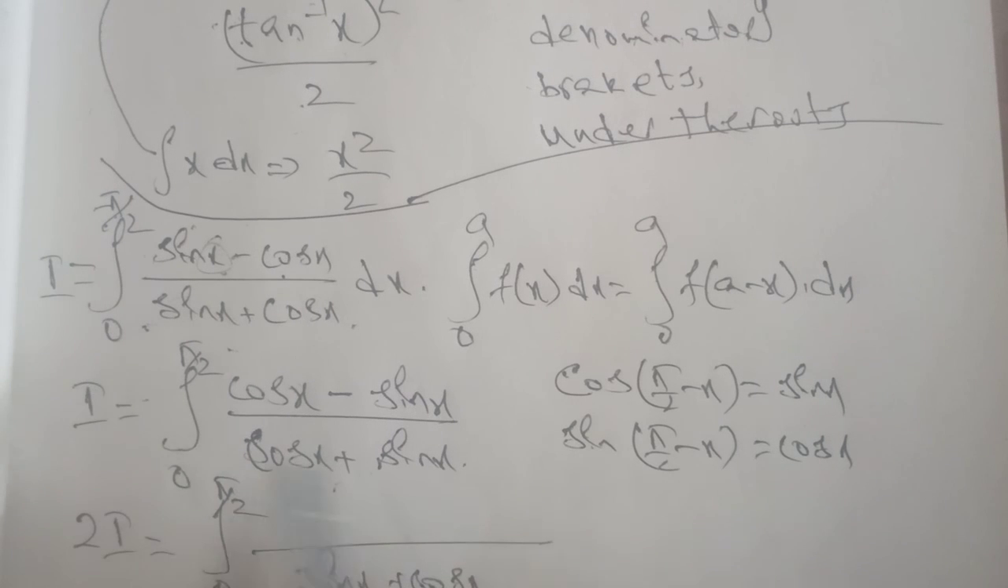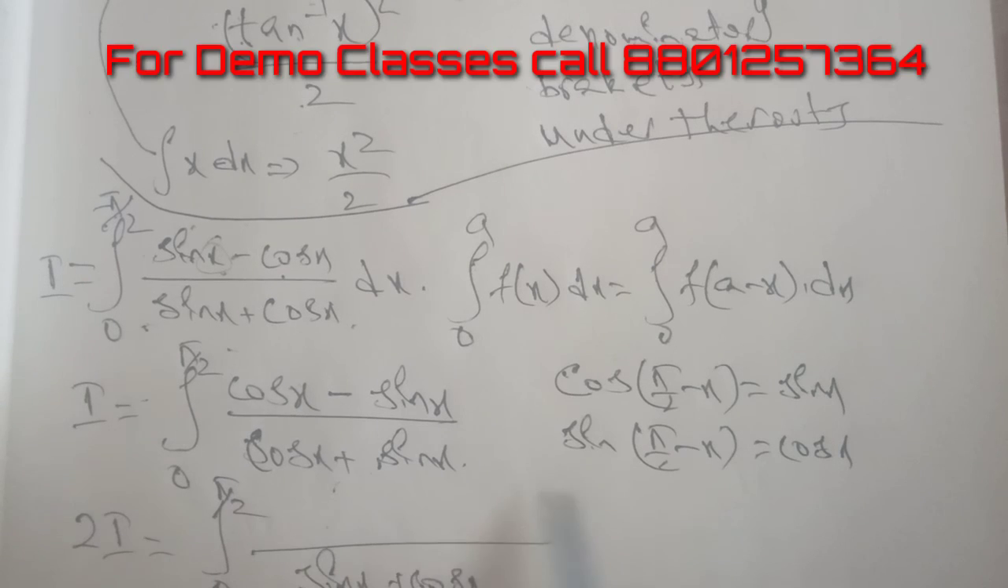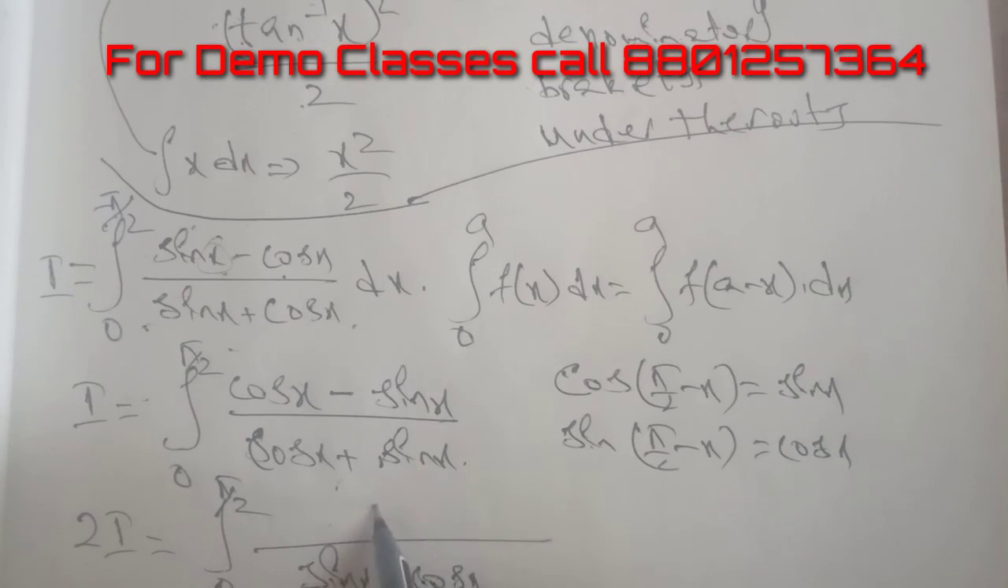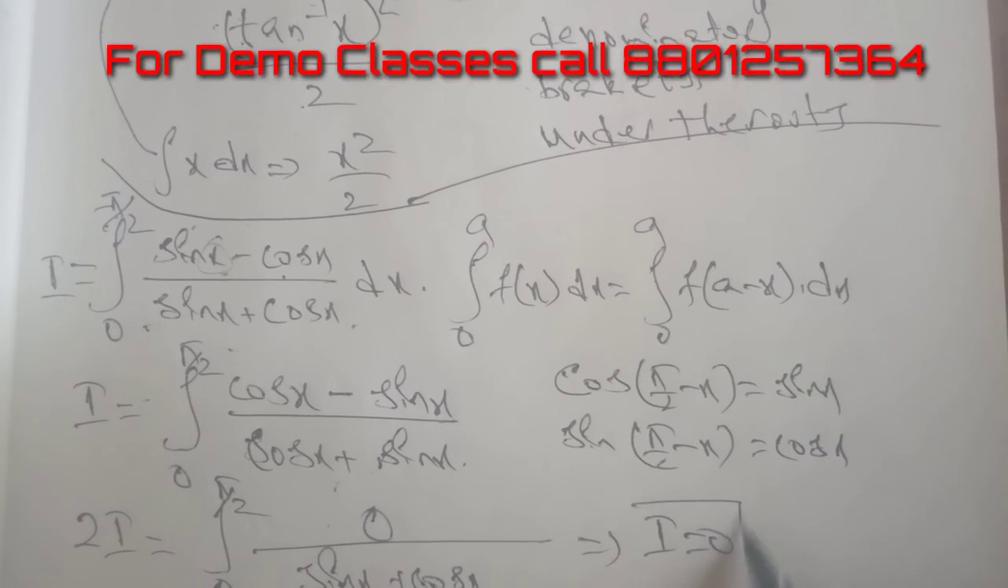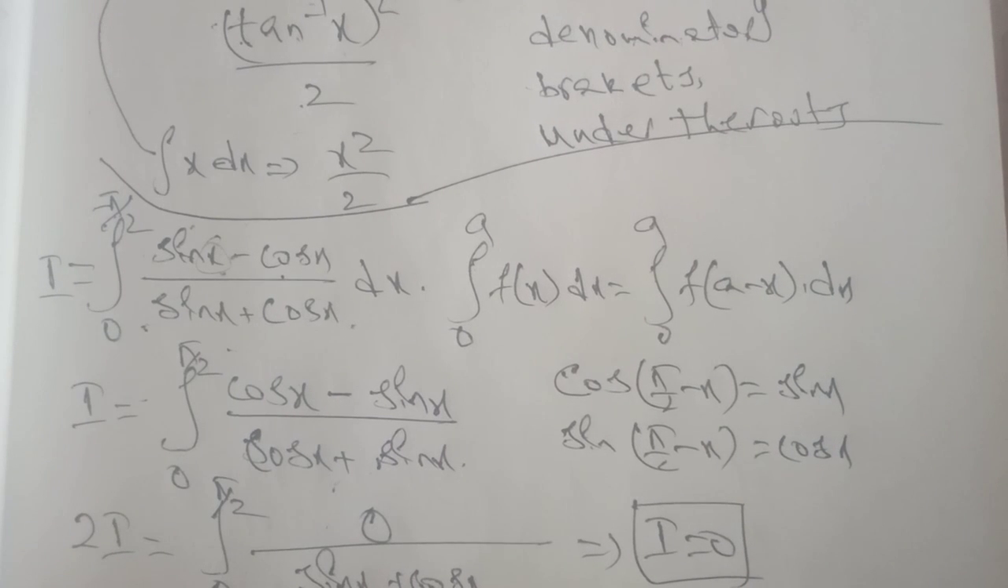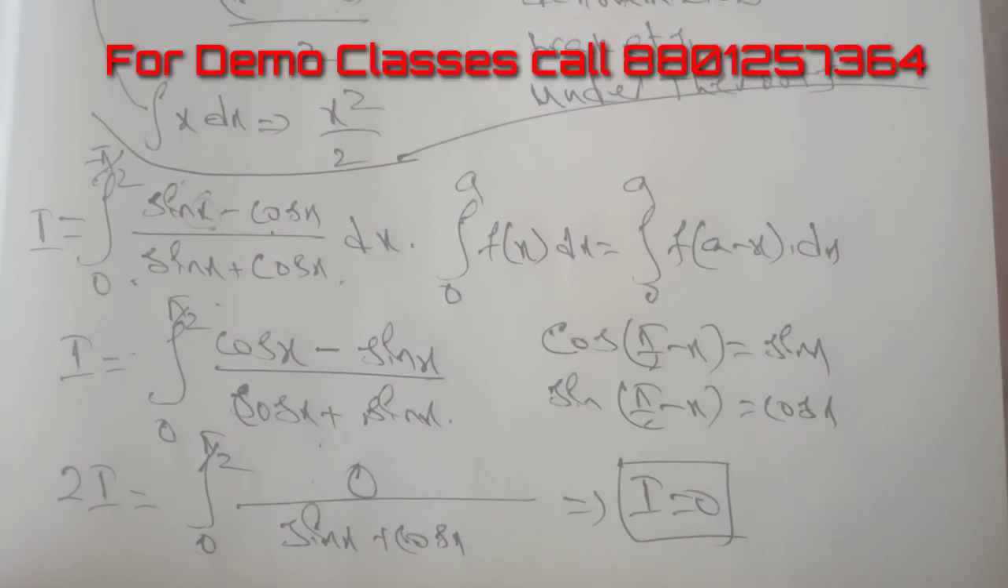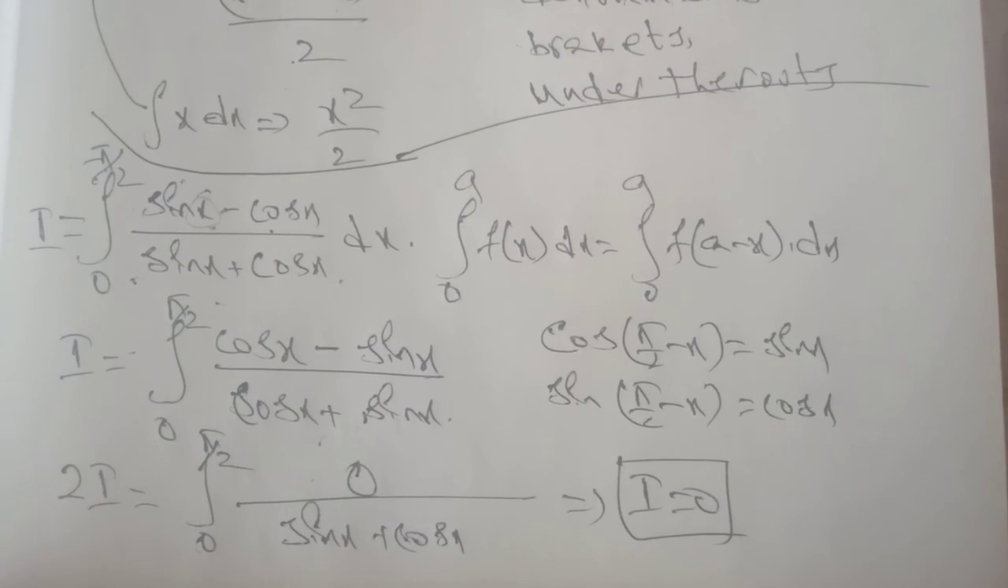We get the terms in the numerator which tend to cancel with the denominator, giving a value of 0. So that means I equals 0. No need to do the calculation. By simple understanding, we can conclude that the answer is 0.